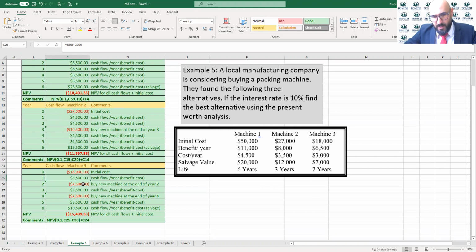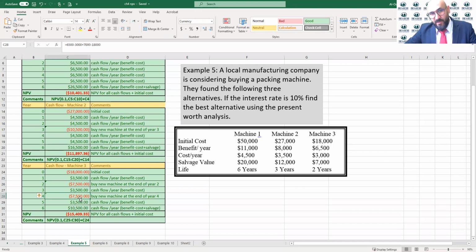6,500 minus the 3,000. On year 2, we have to stop and think how many transactions would be in that year. We will have the benefit, the cost, the salvage value, and buying a new machine, and that would give you a net cash flow of negative 7,500. Year 3, it's just 2 transactions, the benefit minus the cost, and that will give you the 3,500.